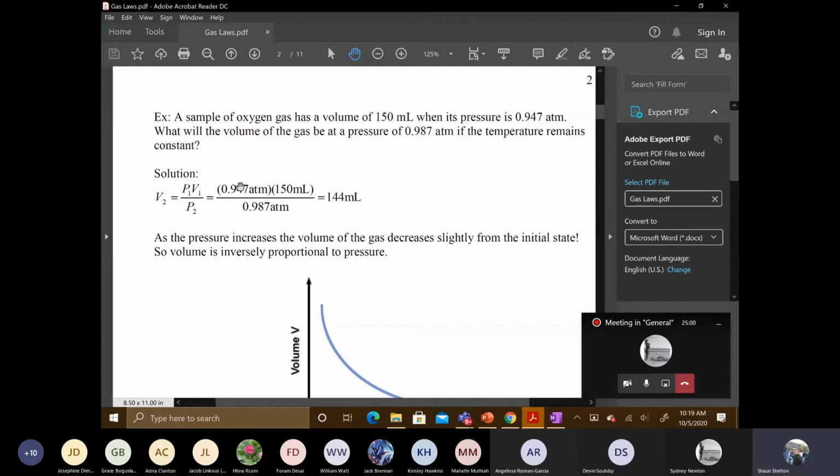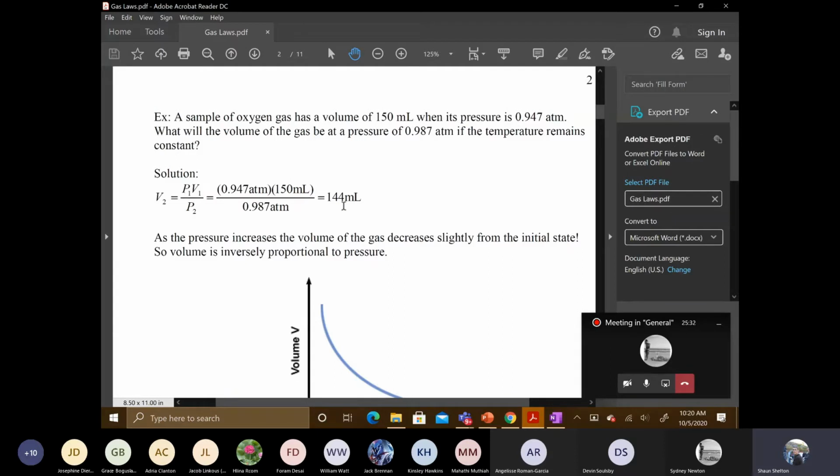So in this example, we set it up where we have P1V1 equals P2V2. Your V1 is 150 milliliters. Your P1 is 0.947. We don't know what volume is. That's our goal, so that's V2. P2 is a known, and our P2 is 0.987. So we have P1 times V1 divided by P2, and so we end up with 144 milliliters.